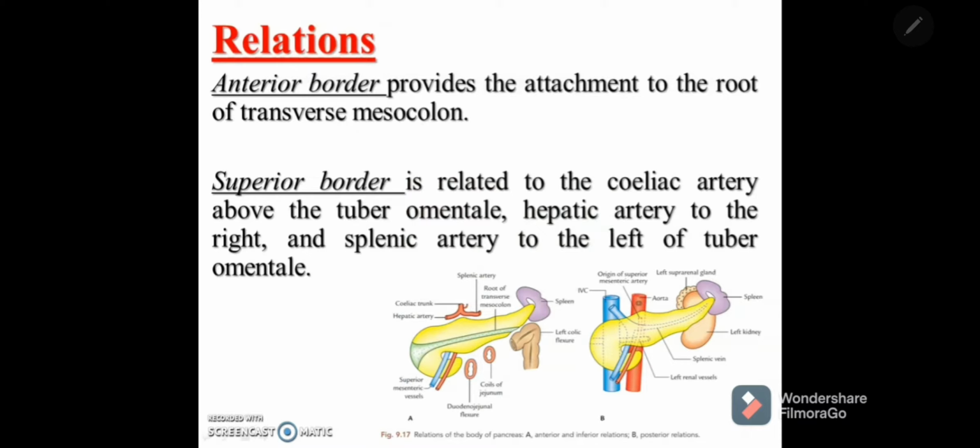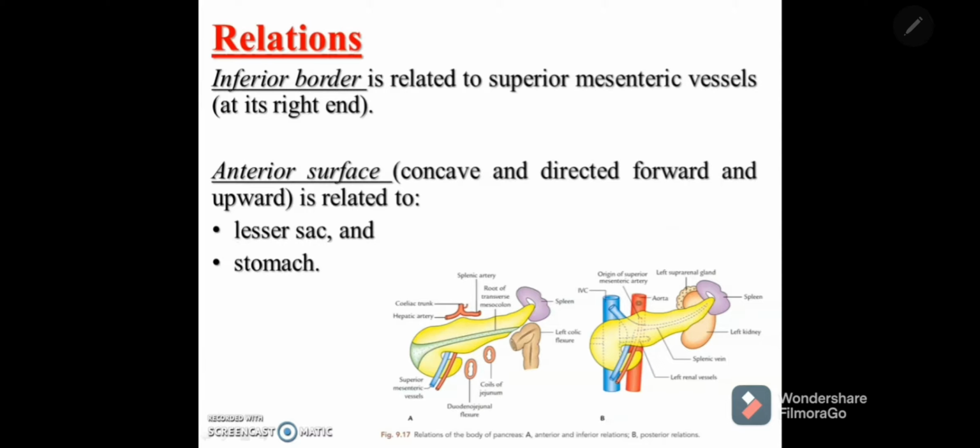Anterior border provides the attachment to the transverse mesocolon, which suspends the transverse colon. Superior border is related to the celiac artery, just above the tuber omentale. To the right side you will see the hepatic artery and to the left side you will see the tortuous splenic artery running to the left side of the tuber omentale. That is a process coming from the body of the pancreas on the superior border, whereas the inferior border is related to the superior mesenteric vessels and also to the coils of intestine.